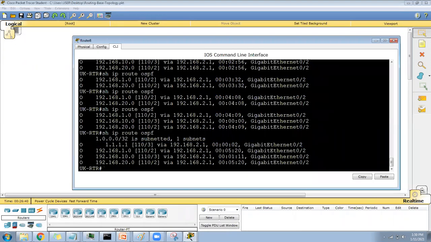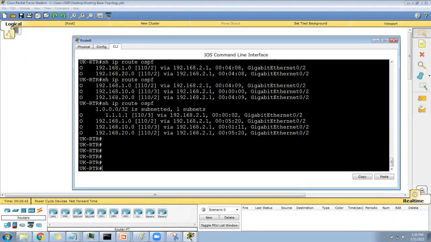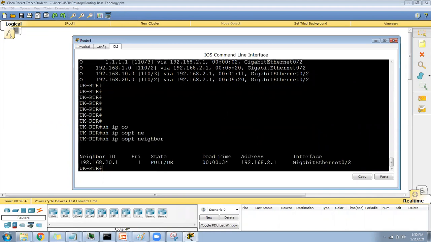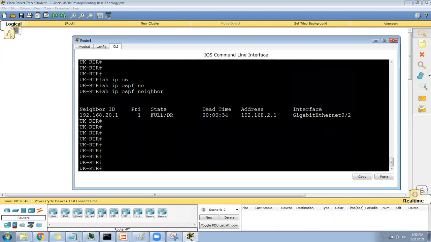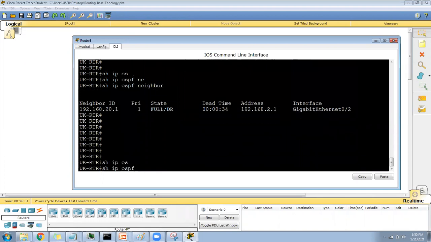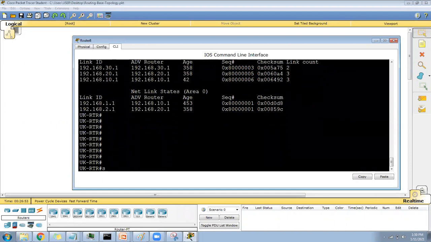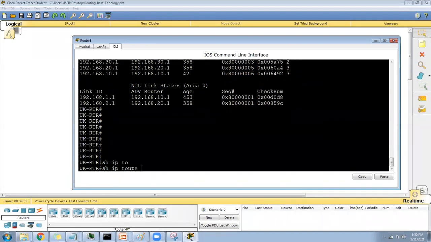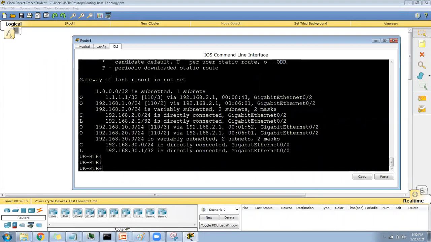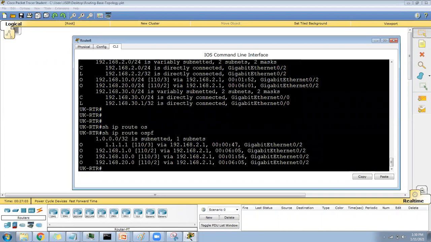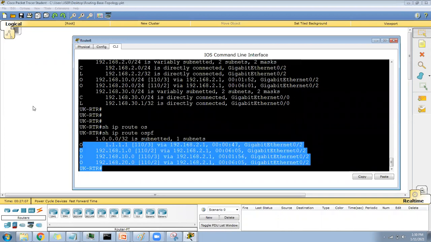OSPF has three base commands. What are those commands? The first command, show ip ospf neighbor: who is your neighbor? Second command, show ip ospf database: it will tell you what your database is. And finally, your routing table, show ip route. If you want to filter, just say show ip route ospf. So you will filter. Okay, these are the routes that came to me.